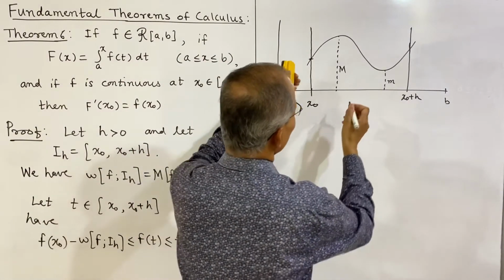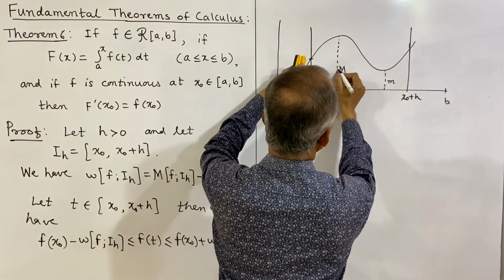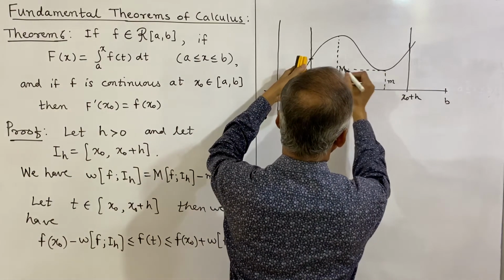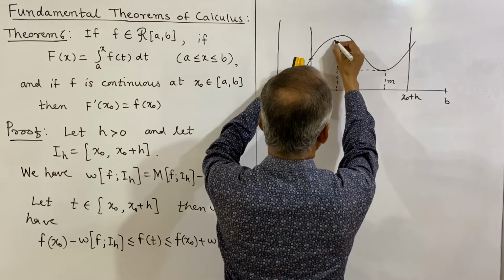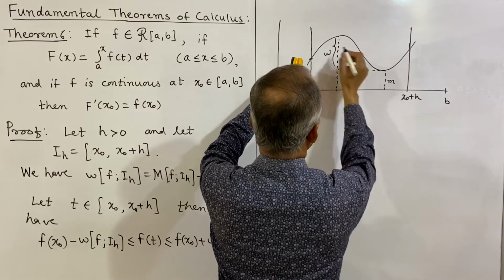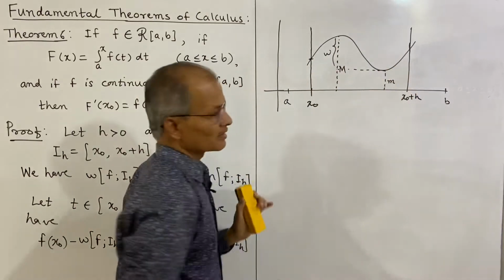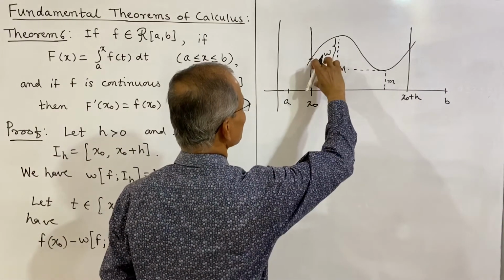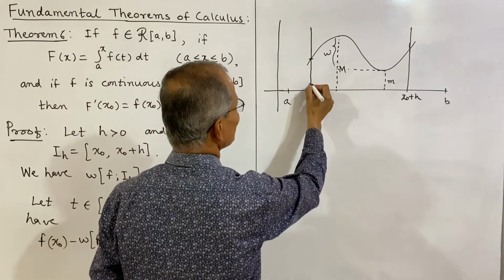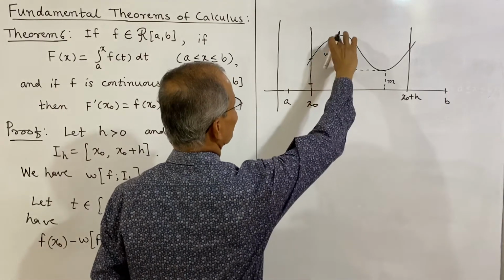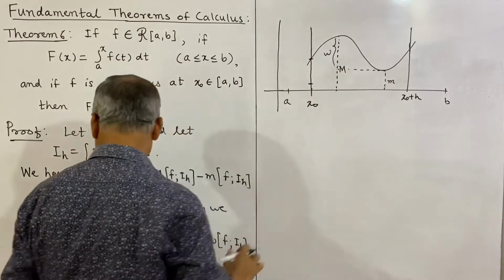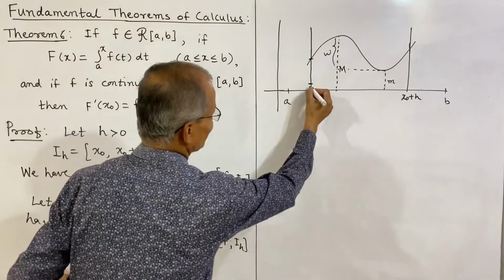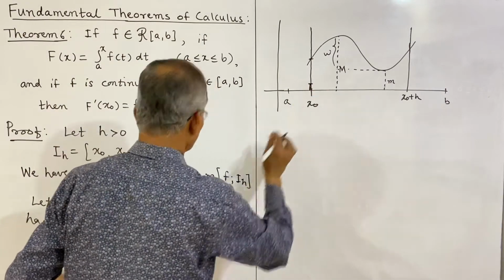So, what is the difference of M and small m? This will be the difference. This is actually the oscillation. Capital M minus small m is the oscillation. And if we subtract this oscillation from this f of x naught, we will get a value somewhere here. We are subtracting this, and therefore, the left side will have only this value. This is the left side here.